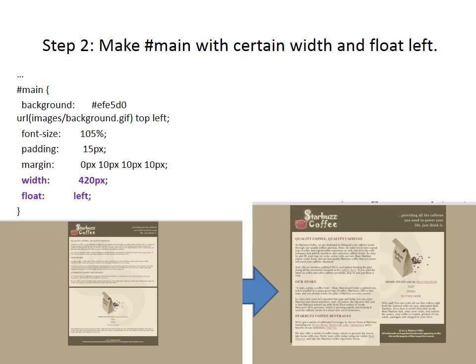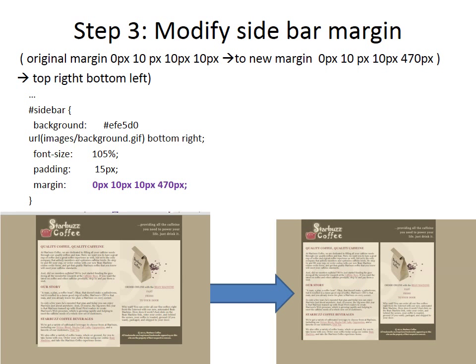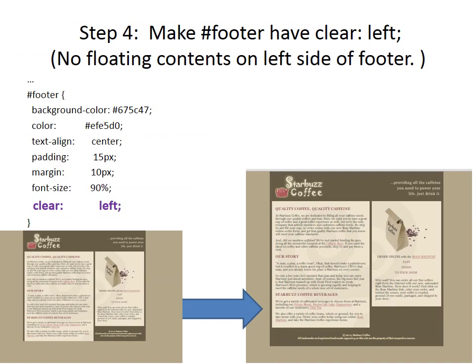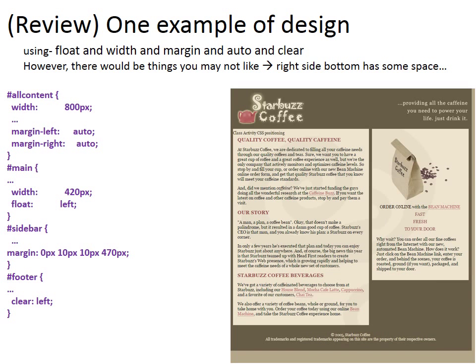In step 2, make a main with a certain width and float left. In step 3, modify sidebar margin for better design. In step 4, make a footer have a clear left, then no floating contents will be on left side of footer. This is the result. This is one example of design using float, width, margin auto, and clear. However, since this is a design, there would be a lot better ways you may like more.